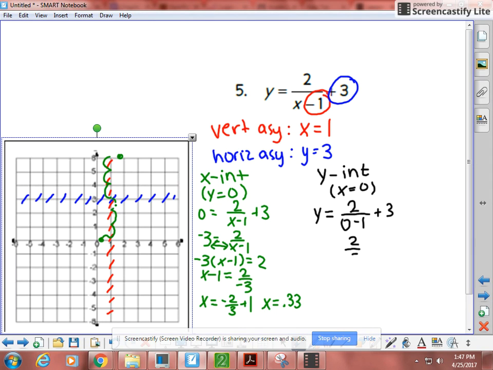So that's 2 over negative 1 plus 3. So negative 2 plus 3 is 1. So my y value is 1. So if y is 1, that hits right here. Okay, so I need to reflect it. So I'm going 1, 2 down, and 1 over. So I'm going to go 1, 2 up, and 1 over right here. So that's enough points to guide me to make my graph from there.